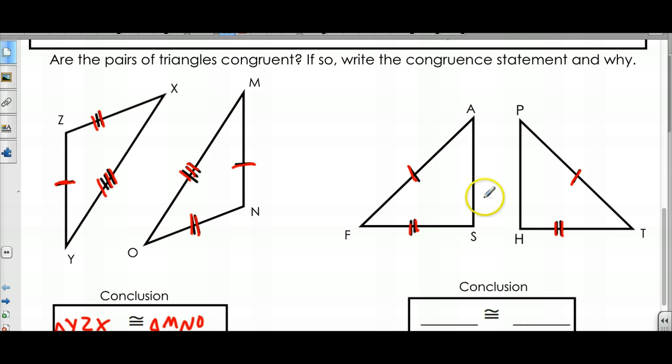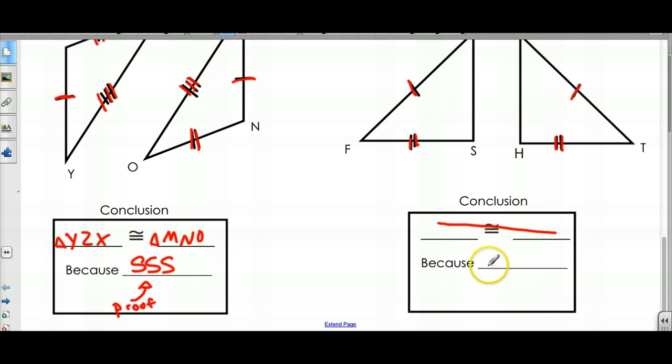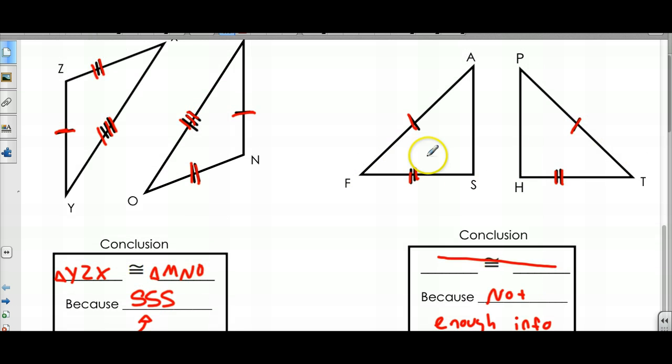Well, you might think that AS and PH look about the same, but there are no congruent marks. So I can't just assume that they're congruent because one's just a little bit bigger. So this only has two sides that are the same. You need three. So in this case, I cannot prove that they're congruent because it only has two congruent sides. I would say the reason I can't prove it is because of not enough info. It doesn't mean they're not congruent, but I don't have enough information to prove that they are.